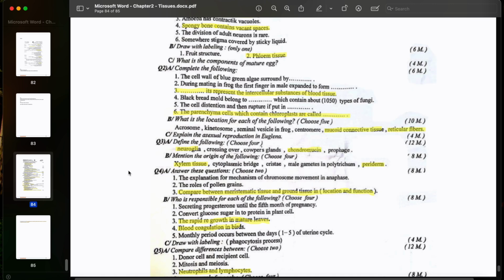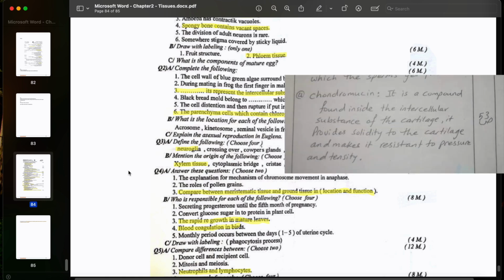Also, they're telling you to define the chondromucin. Now, the chondromucin is a compound found inside the intercellular substance of the cartilage, and it provides solidity to the cartilage and makes it more resistant to pressure and tension.